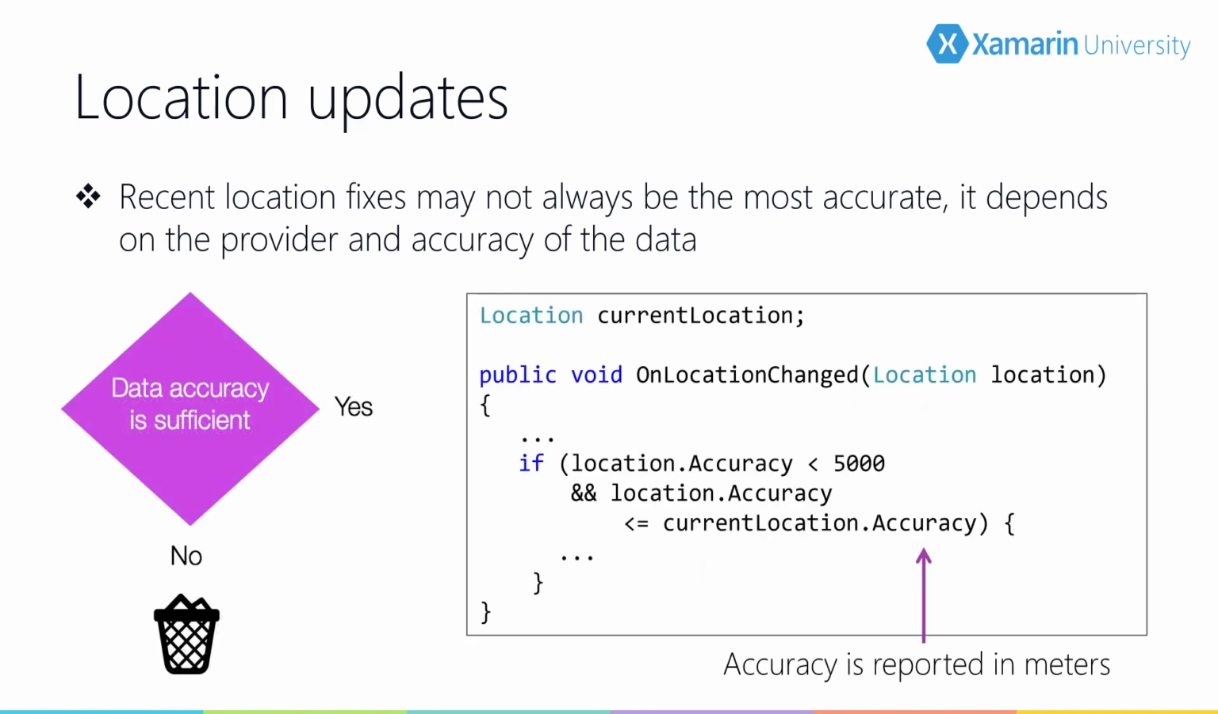Then we'll look at how accurate the data is. This is done by testing the accuracy property. This is reported in meters, how close the location is to our actual one. We can compare this against constant values or against our prior known location. We might want to take the time into account here as well. For example, we want to be more accurate, or the time of the last known location is more than 5 minutes out of date.